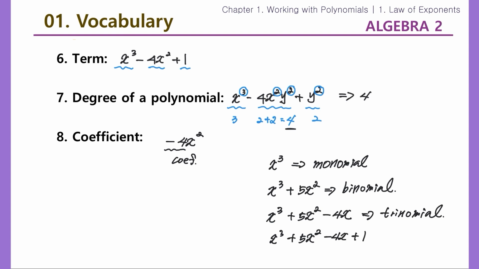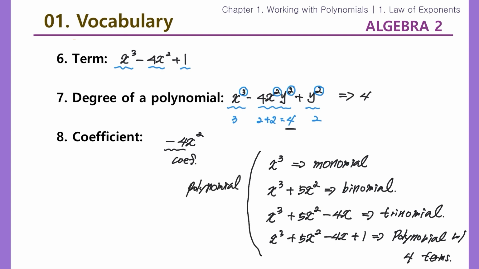Let's say we have a polynomial with 4 terms, x cubed plus 5x squared minus 4x plus 1. Then we just say this is a polynomial with 4 terms. All of these are polynomials, okay? But if we have more than 3, like 4 terms, 5 terms, then we just say that it's a polynomial with 4 terms or a polynomial with 5 terms. Okay?